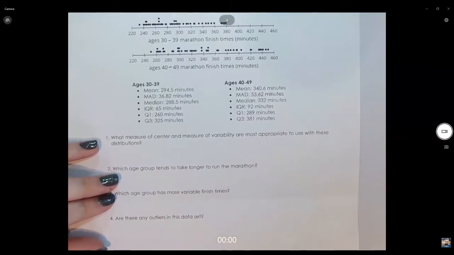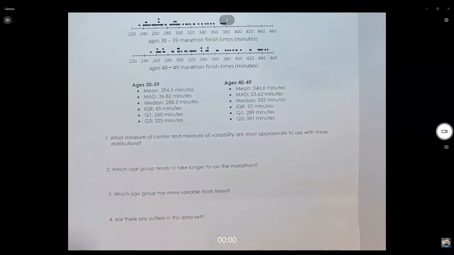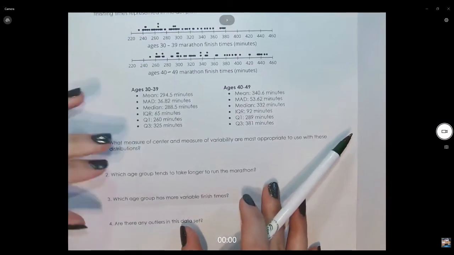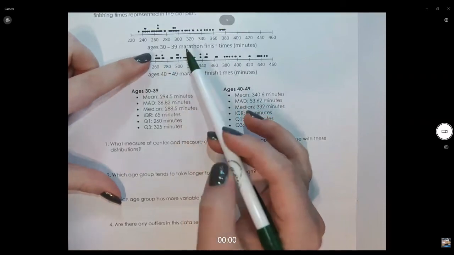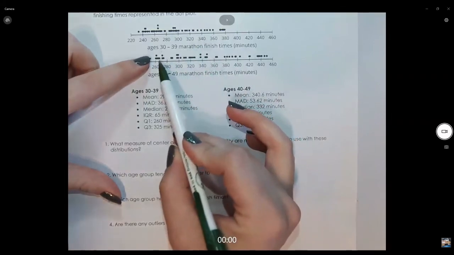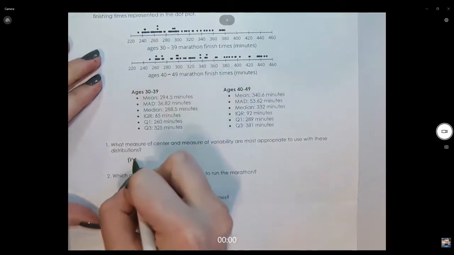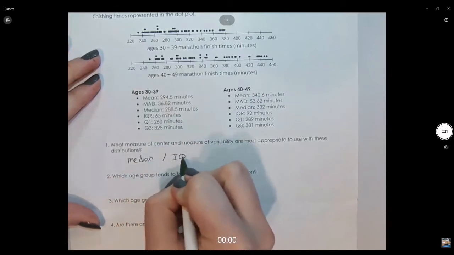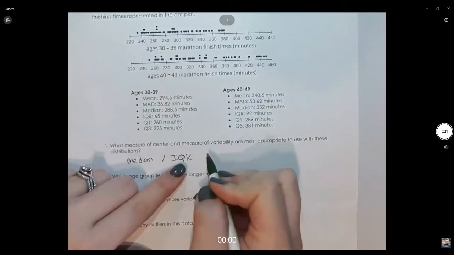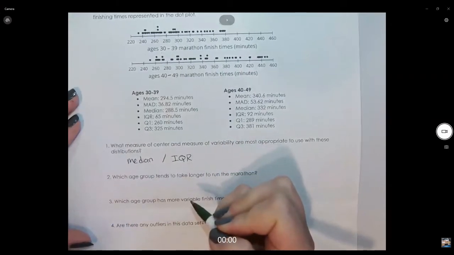So the first question is, what measure of center and measure of variability are most appropriate to use with these distributions? These distributions are not very symmetric. They're kind of scattered all over the place, and they don't have a very symmetric shape. So we would actually want to use the median and the interquartile range: median for the measure of center, interquartile range for the measure of variability.